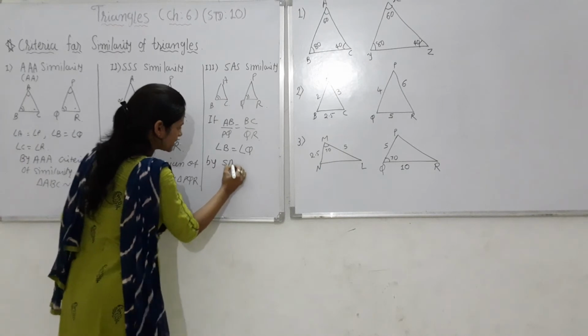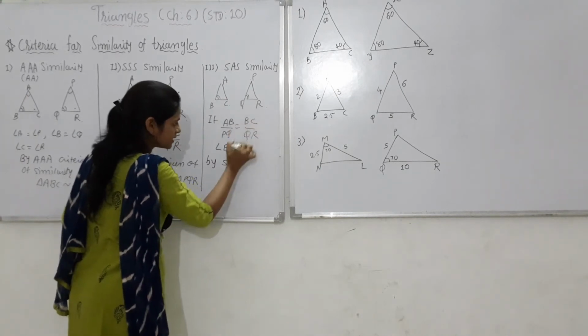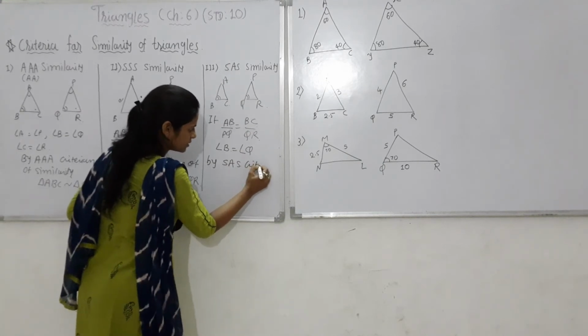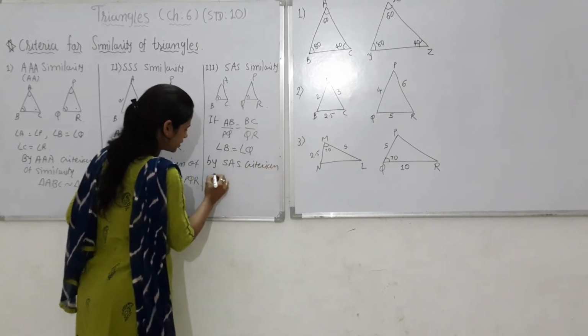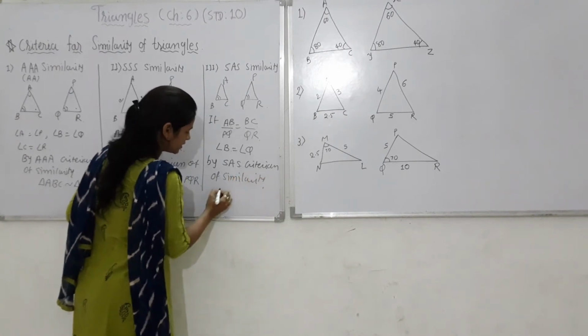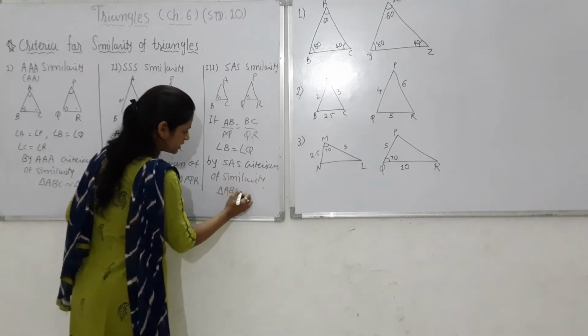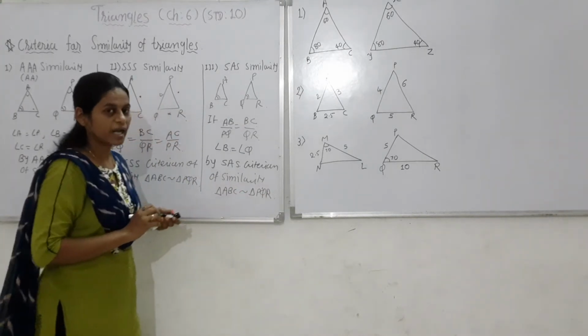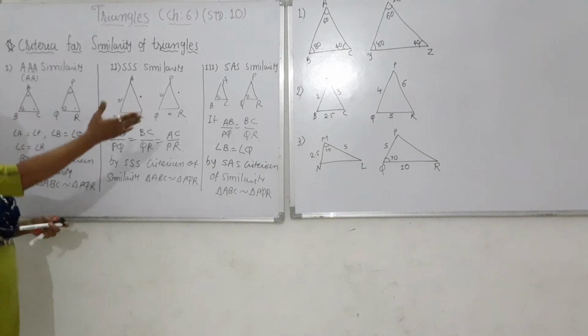So by SAS, this is S, this is A and this is S. By SAS criterion of similarity, triangle ABC is similar to triangle PQR. Now let us apply these criteria in examples.